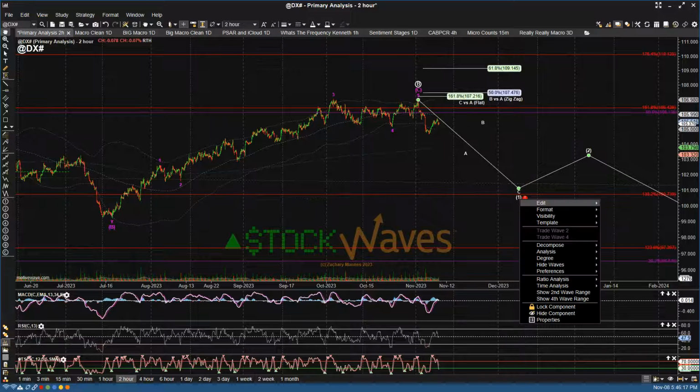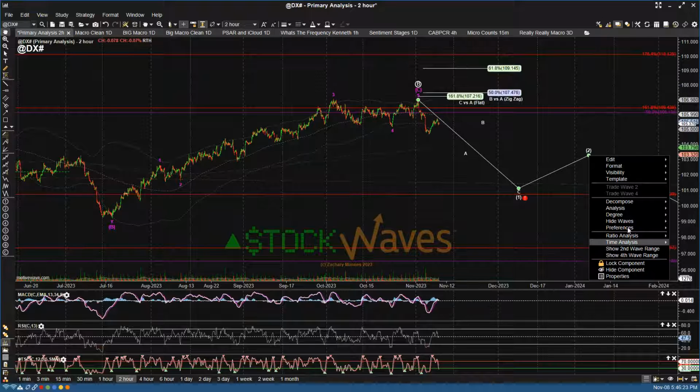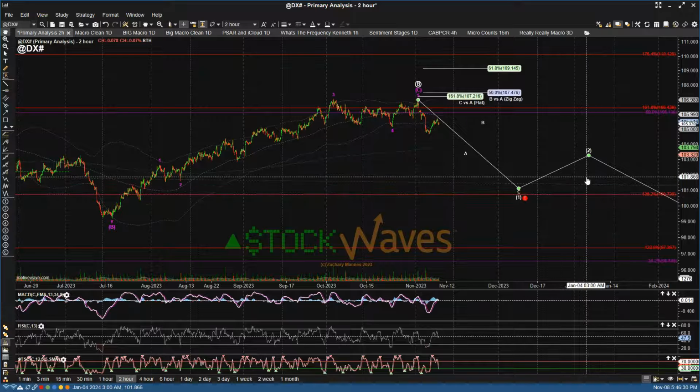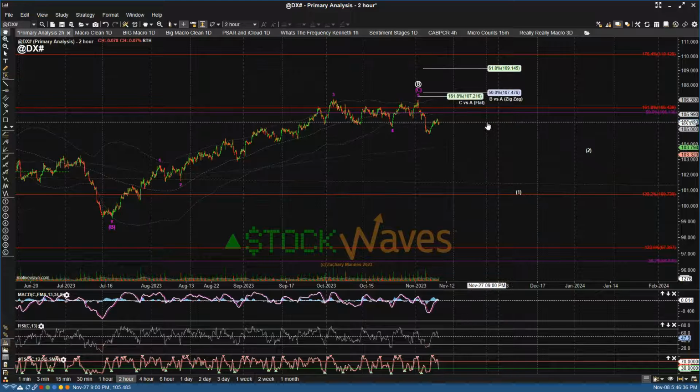The one thing that I think motive wave needs to change is that I should be able to right-click on the impulsive structure here and toggle it from an impulse to a diagonal, rather than deleting the subwaves and replacing them with a diagonal structure. But that's just a gripe about motive wave. Otherwise, motive wave is pretty amazing.